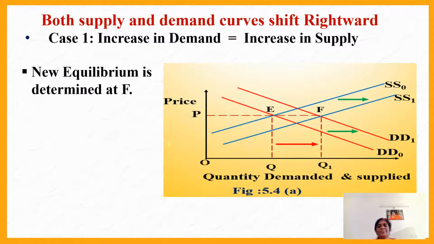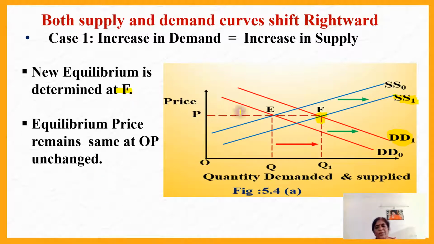You can see here at F we have already seen after shift SS1 the supply curve, after shift DD1 the demand curve. Now the new equilibrium is F. New equilibrium is F. And what happens in the new equilibrium? You can see the price. You compare with the initial equilibrium. After shift also, before shift also, equilibrium price remains the same. Equilibrium price didn't change. It is OP.